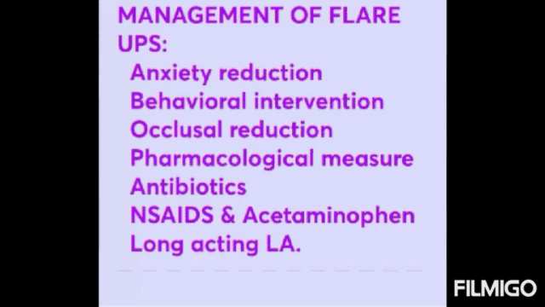Next, moving on to management of flare-ups. First one is anxiety reduction. Next are behavioral intervention, occlusal reduction and pharmacological measures: antibiotics, NSAIDs, acetaminophen, and long-acting local anesthesia are given. In occlusal reduction, we reduce the occlusal portion of the tooth to prevent tooth-to-tooth contact. Antibiotics, NSAIDs and acetaminophen are mostly used for this condition, and analgesics such as Brufen plus paracetamol are most commonly given to the patient.